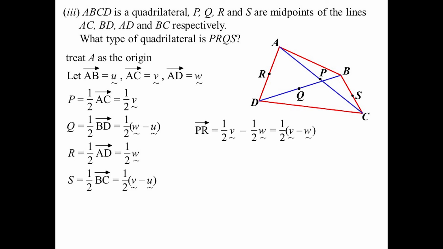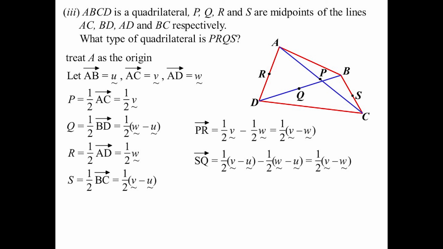So, PR. If I have a look at PR, head minus tail, so half of V minus half of W, well, I can just factorise that. So PR is a half of V minus W. SQ, again, head minus tail, half of V minus U minus half of W minus U, and we end up with a half of V minus W. The U's end up cancelling, don't they? Yeah. So we get half of V minus W.